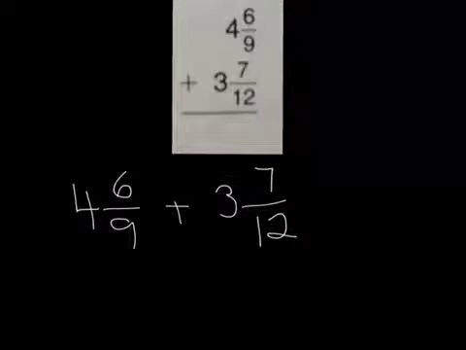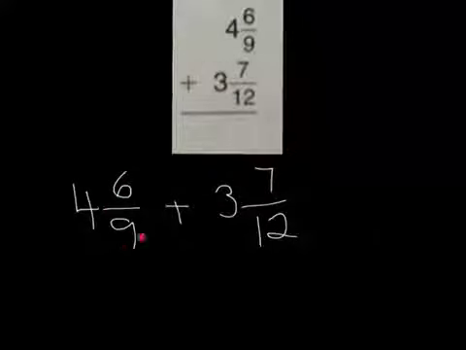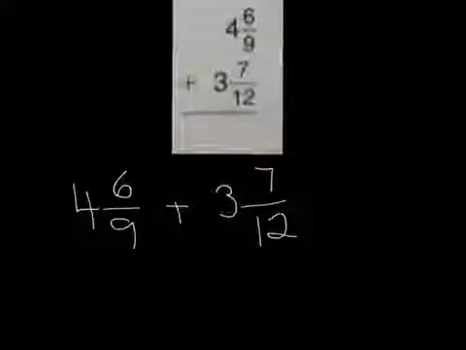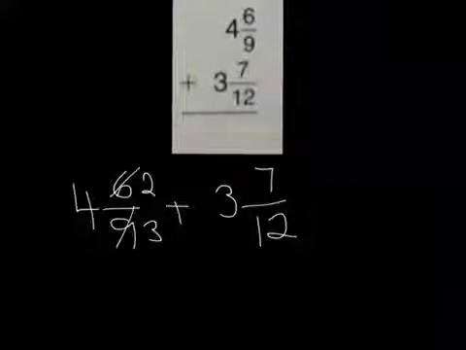Okay, let's check your work. I've rewritten mine horizontally because I prefer it this way. The next thing I'm going to do is simplify. Here I have 6 over 9. I can simplify this to 2/3. This is 2 and here's the 3. I cannot simplify this one because this is a prime number.